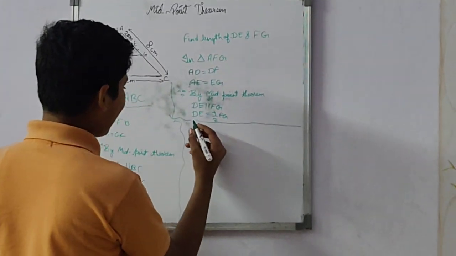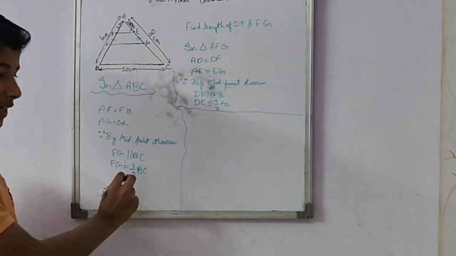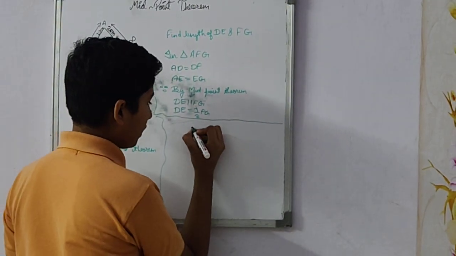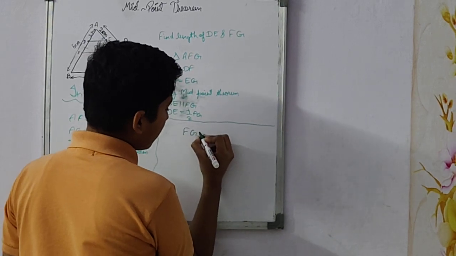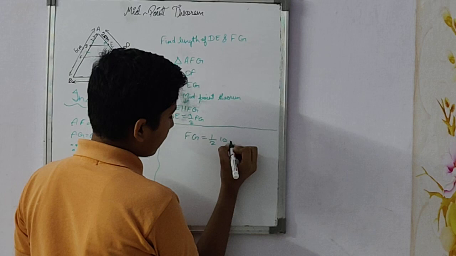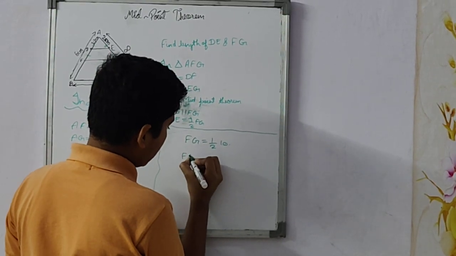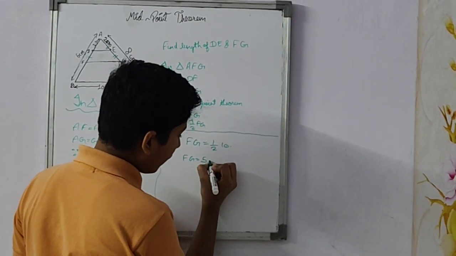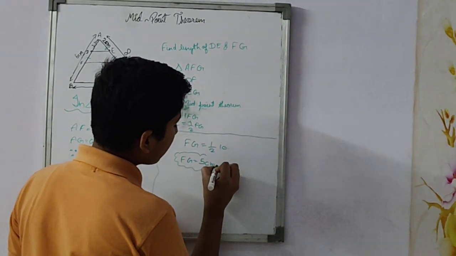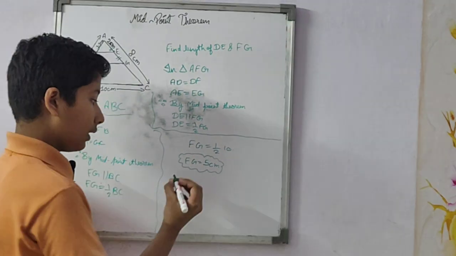So let's see. Now FG is half of BC. We know BC is 10 centimeter. FG equal to half of 10 centimeter. FG equal to 5 centimeter. Now you have to highlight your answers. I've already told.